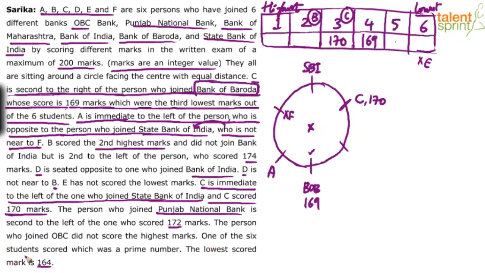One of the 6 students scored something which was a prime number. Okay, so this again can be useful, but not immediately, right? The lowest scored mark is 164. This also we have to remember. Lowest is 164. So this is lowest, 164.